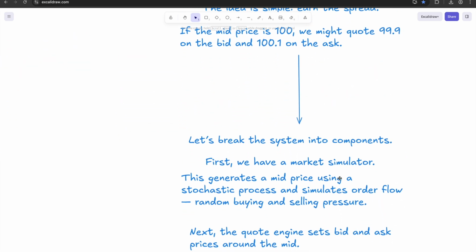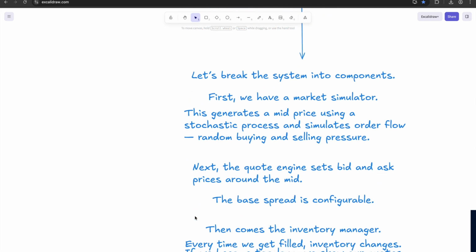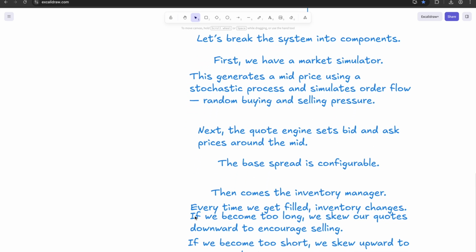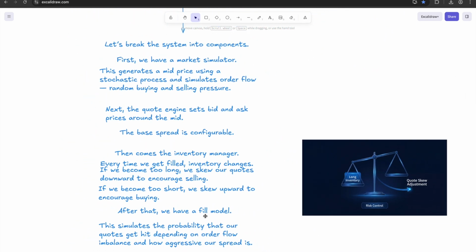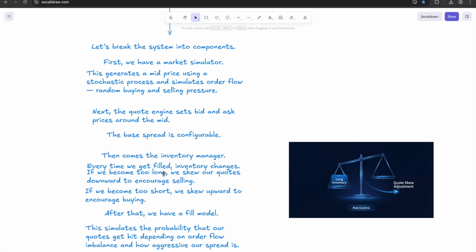And let's break the system into components. First we have a market simulator, right? This generates a mid price using a stochastic process and simulates order flow like random buying and selling pressure. Next is the quote engine, which sets the bid and ask prices around the mid price. And then we have the base spread, which is configurable, right? And then comes the inventory manager. The inventory manager is basically this: every time we get filled, inventory changes. If we become too long, we skew our quotes downward to encourage selling, right? Because we want to manage our inventory in a good way. If we become too short, we skew upward to encourage buying.